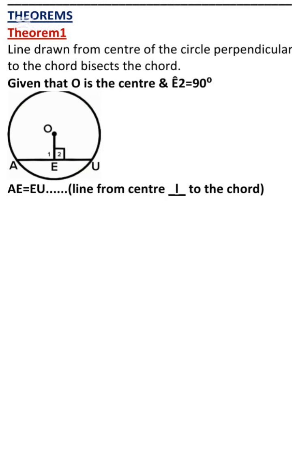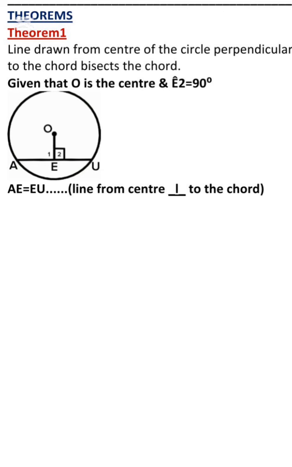Here we're given that O is the center and angle E2 is equals to 90 degrees. Line OE drawn from the center forms 90 degrees angle on the chord AU. That's why we got AE is equals to EU. And the reason is line from center perpendicular to the chord. Line OE drawn from the center divided the chord into 2 equal parts since it is perpendicular to the chord.